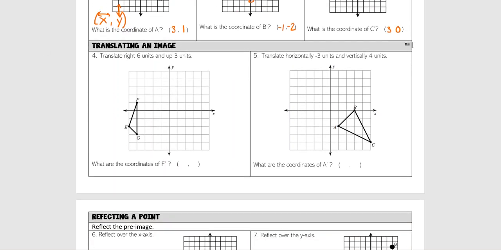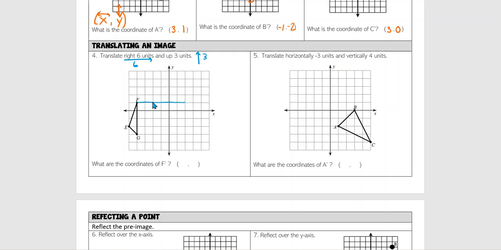We can also translate a whole shape. So to do this, we just repeat the process that we've been doing, except we're going to do it 1 time for each point on the shape. So here with this one, we're going right 6 units, and then up 3 units. So I'm going to start with F. I'm going to count 1, 2, 3, 4, 5, 6.